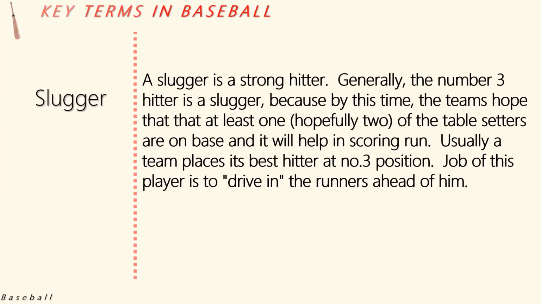A slugger. A slugger is basically a player who aims to hit big instead of just advancing to the next base. A slugger is generally sent in at the number 3 position because normally previous batters would have progressed ahead to the next bases, and if he hits big, the chances of finally making a score would increase. So a slugger is a player who aims to hit big instead of just advancing to the next base.